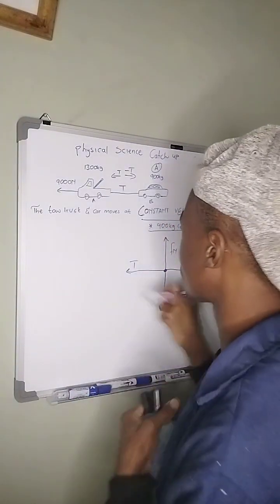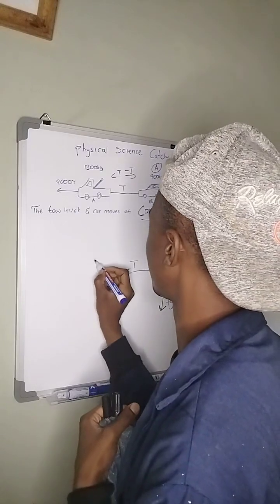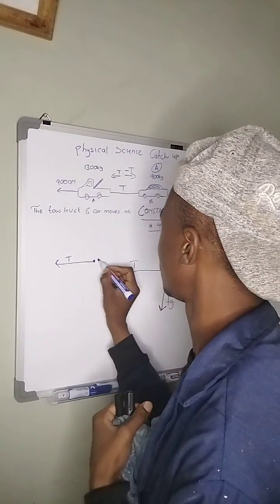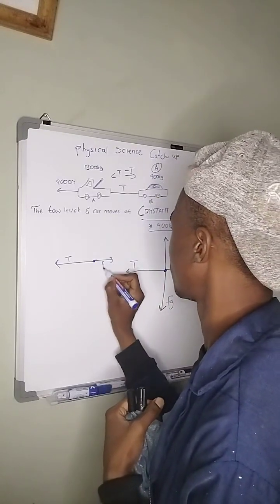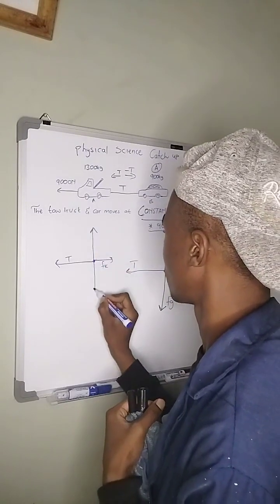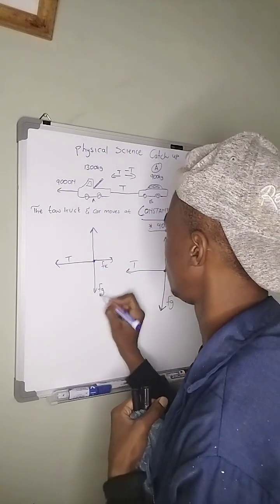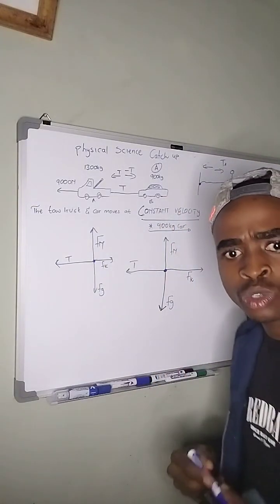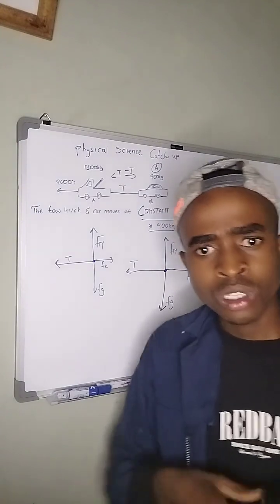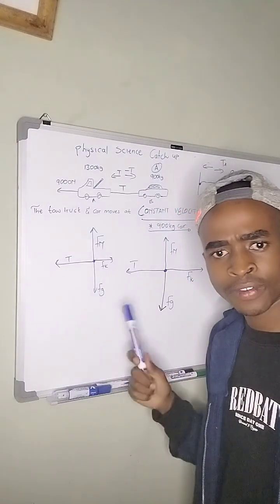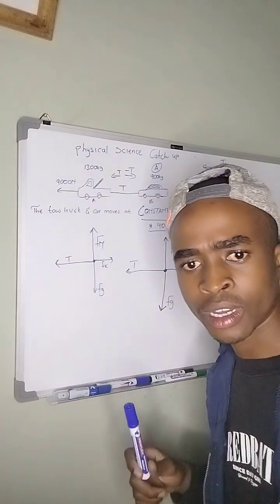So I'm going to have tension, FK, FG, and FN. What is the difference between these two? What is the difference between these two free body diagrams? What is the difference? What if I write FN?